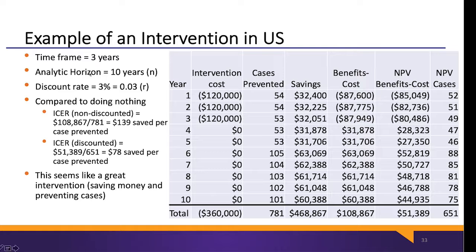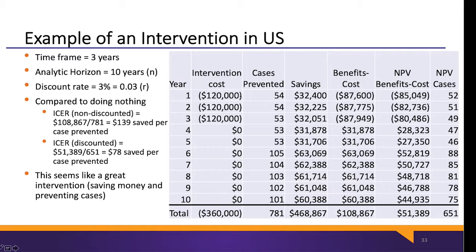And as you can see in the table, we go from 1 all the way down to 10 years. And again, because our intervention or our time frame is over 3 years, our cost is $120,000 over 3 years, and then it's zero for the remaining years. So that means we end up spending over $360,000 with this intervention over the period of 10 years.